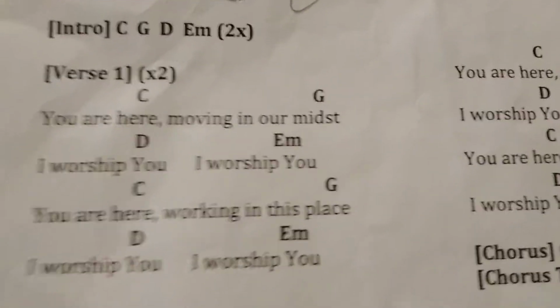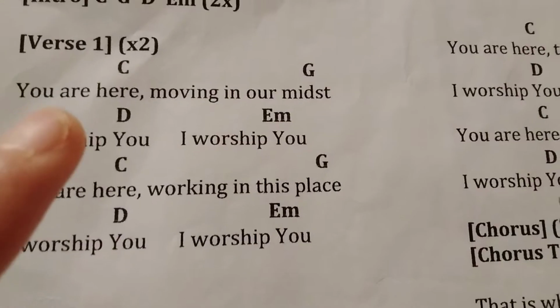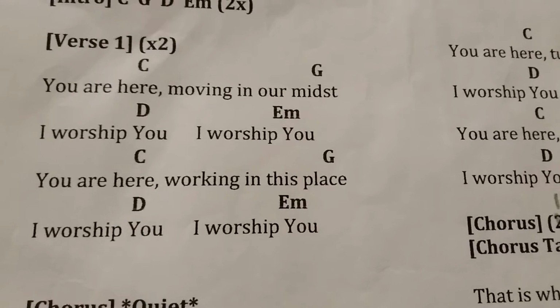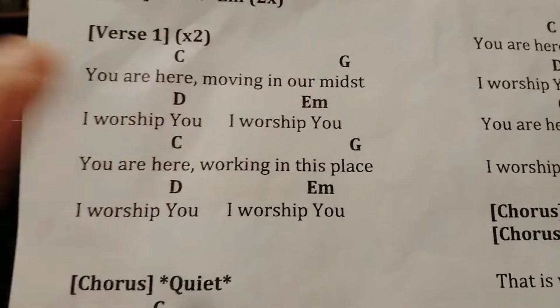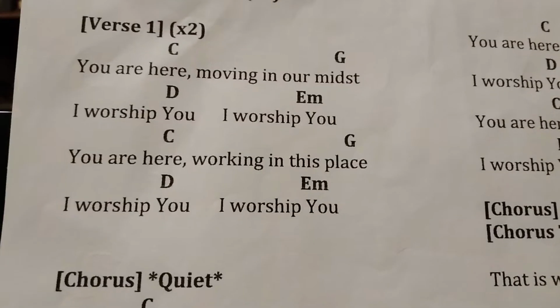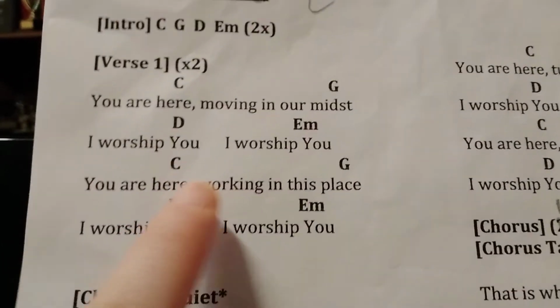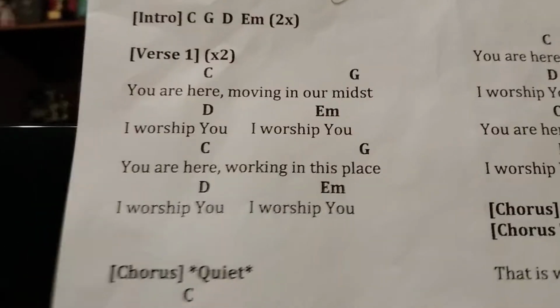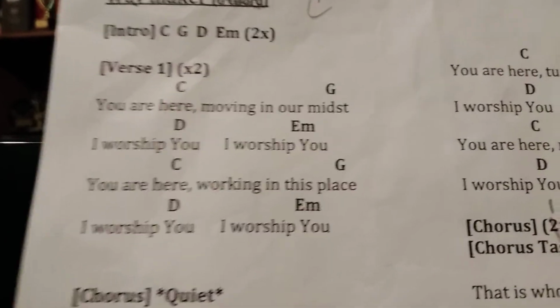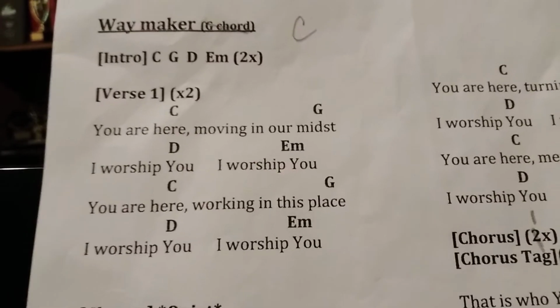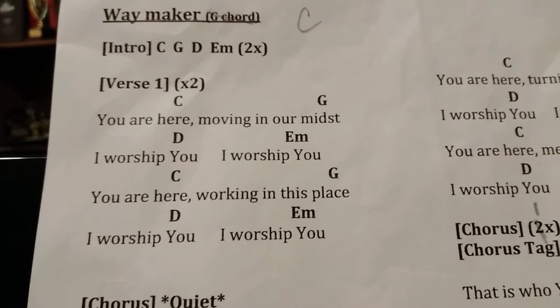So if you see here on verse 1, we have C, G, D, E minor, C, G, D, E minor. And that basically means on those words, we're going to play our C chord, and then our G chord, then D chord, and then E minor. And you want to play it in the most practical way possible, which will involve inversions, like I talked about in the previous video.